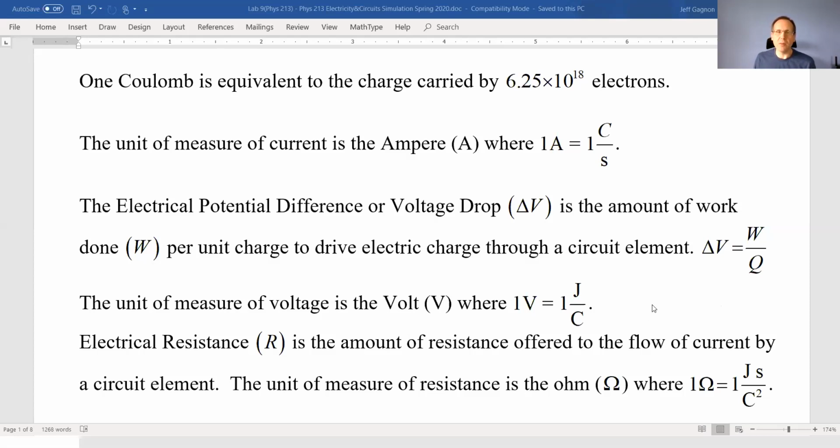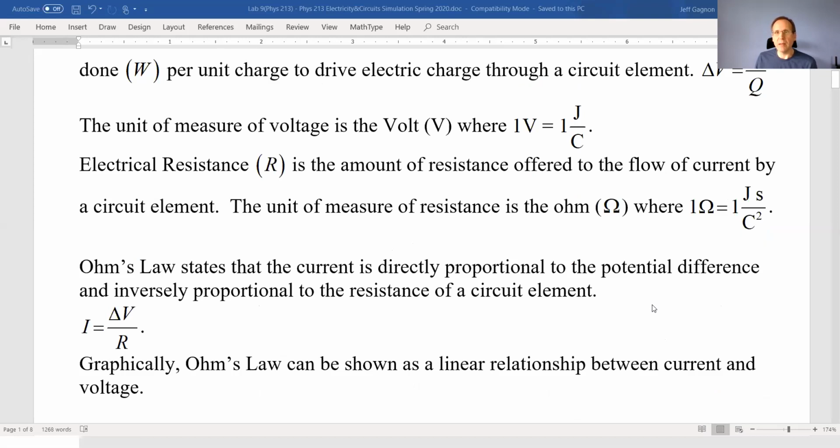And then electrical resistance is basically the amount of resistance offered to the flow of the current, right, when it flows through a circuit element. And that is measured in something called ohms. So resistance is measured in ohms.